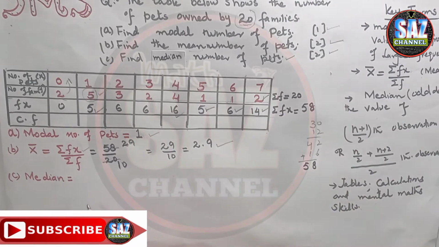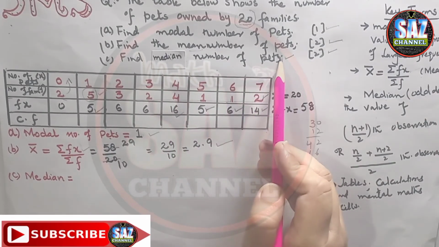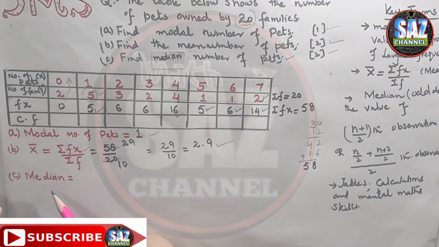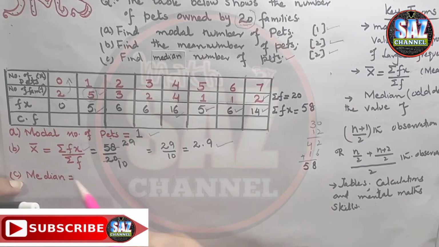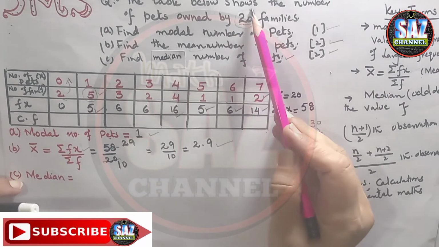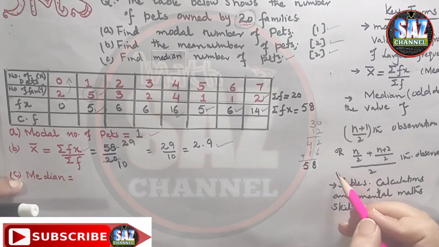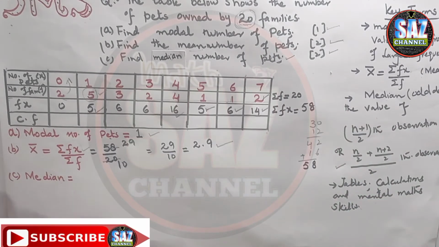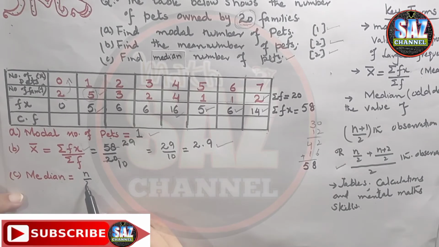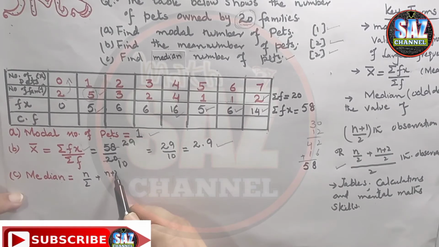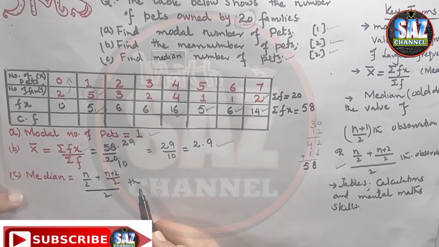Let's move to the last part of the question, that is the median number of pets. For the median, we have to see whether the data is even or odd. This sum tells us the data is even. So the formula that we have to use is the n by 2 plus n plus 2 over 2, whole over 2, with observation.